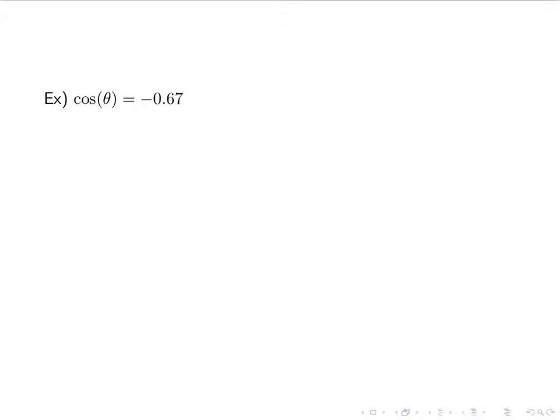So let's try another one. Cosine of theta is negative 0.67. Again, the first step is to just plug it into your calculator. What's cosine inverse of negative 0.67? Don't forget the negative. This is going to give us 132.07 degrees. Notice this is in quadrant 2 because cosine is negative, so it can't possibly be a quadrant 1 angle. It is quadrant 2.